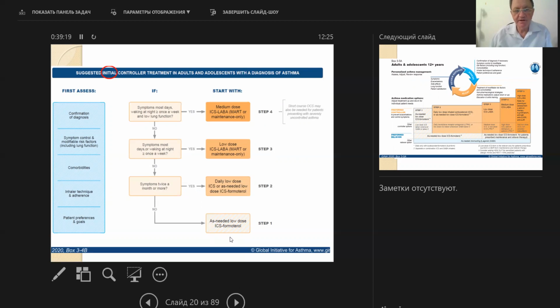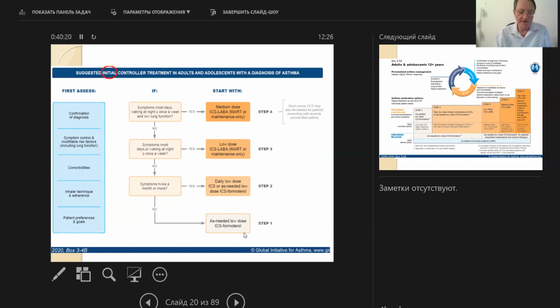For example, for initial therapy, for a patient who has symptoms less than twice a month, very rare, can be used as needed low dosage inhaled corticosteroids and formoterol. But now the combination of budesonide with formoterol is more investigated, for example, Symbicort. In case of exacerbation, the patient should and can use this drug as a reliever medication.